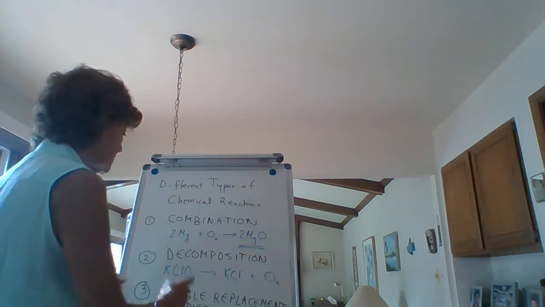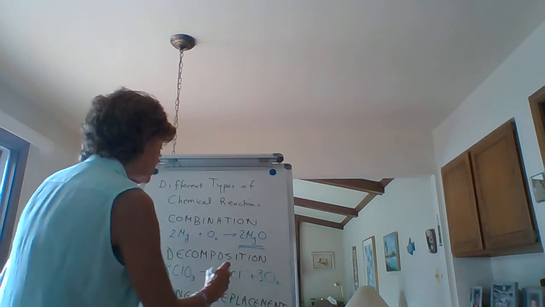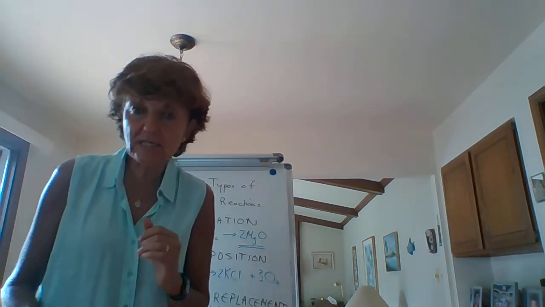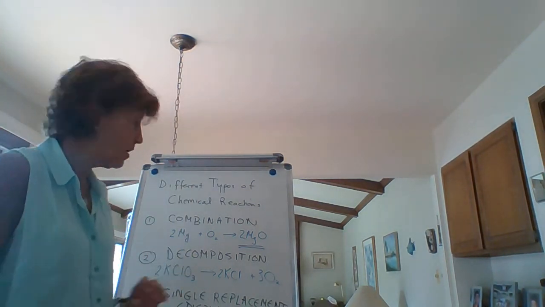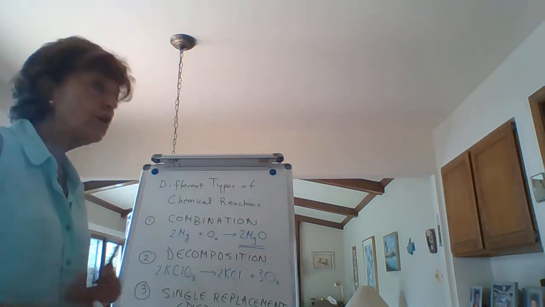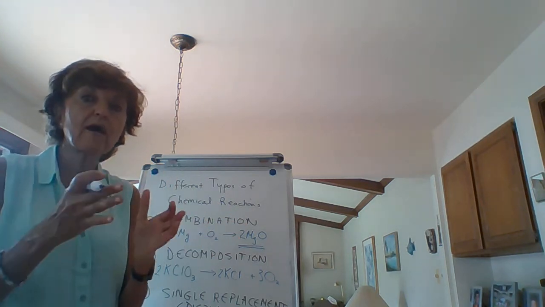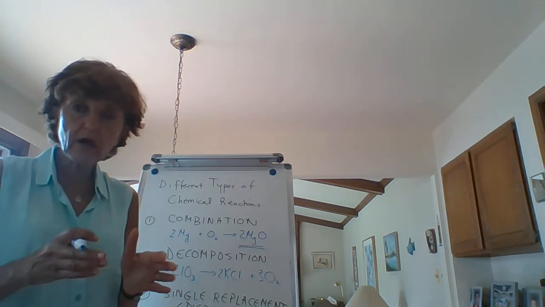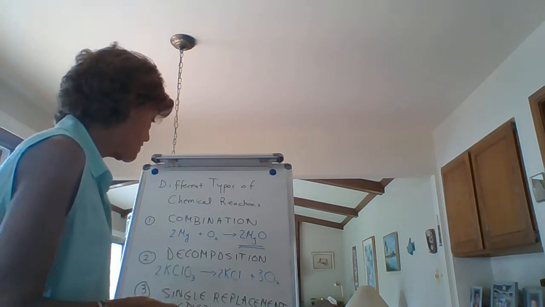If I balance the equation, I'll put a 2 here, a 3 here, and a 2 here. But what's the important part? How do I recognize that this is decomposition? One reactant. Combination, one product. So you could have anything, but so long as you have one reactant, it's called decomposition. One product, it's called combination. Now let's get into the more interesting ones.